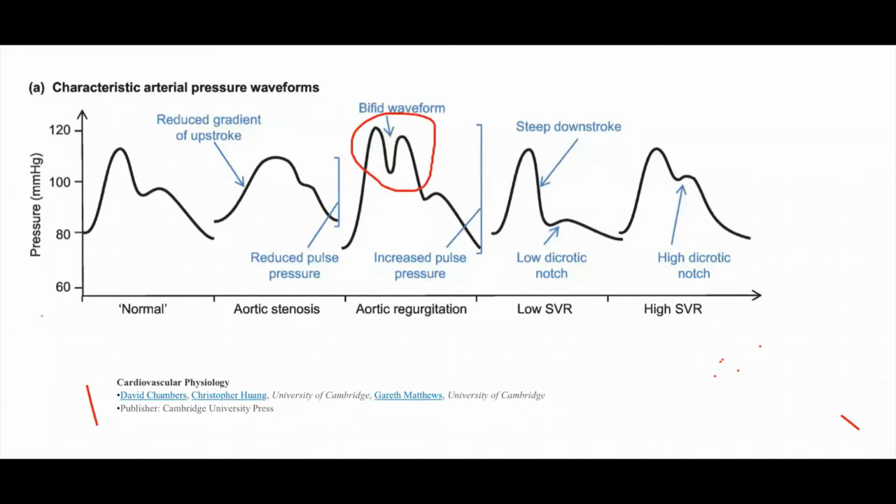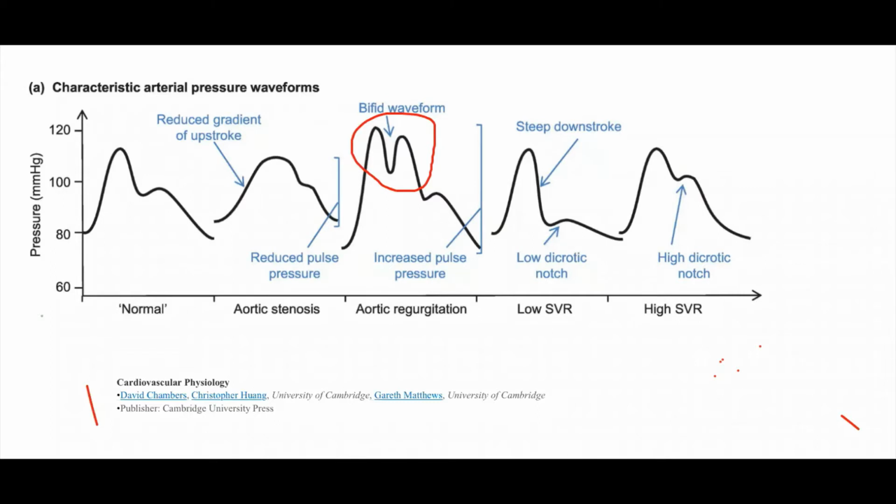Collapsing pulse, two waves. Collapsing pulse is because of this high flow. Yes, that's clinically. But what do we see in the waveform here? Double wave, right? Bifid pulse, yes. Why is that?